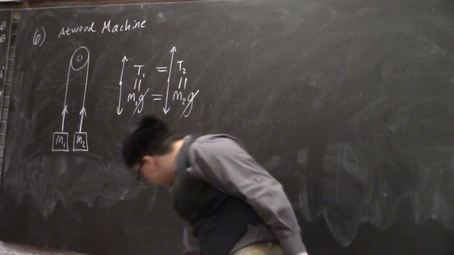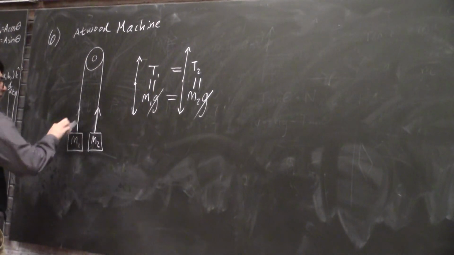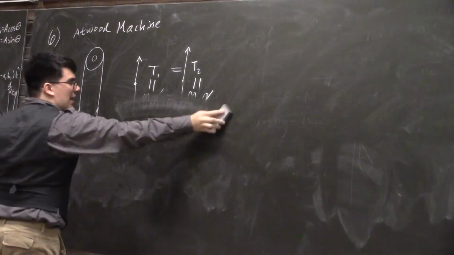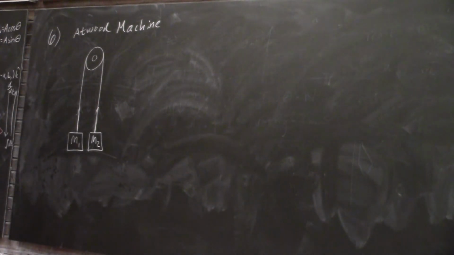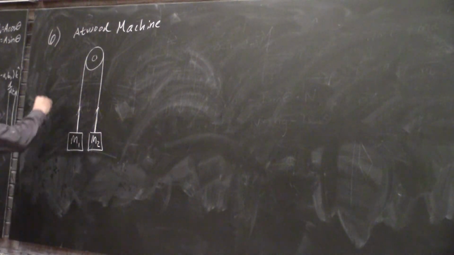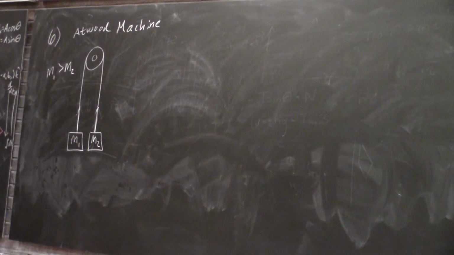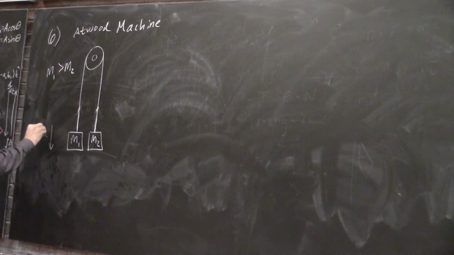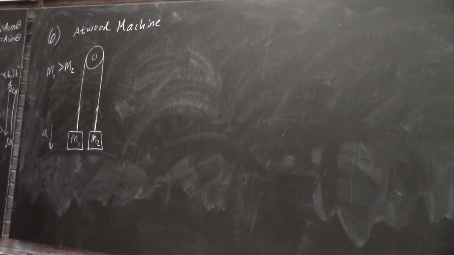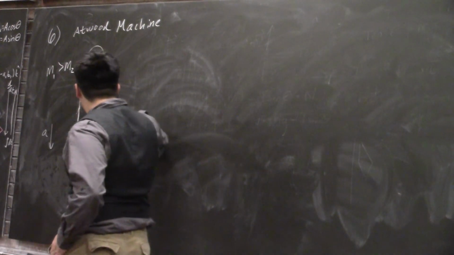Moving forward on this, let's get to the hard part that everyone dreads about the Atwood machine. Let's assume that m1 is not equal to m2. All right? There is some acceleration. Let's assume for now that m1 is greater than m2. Okay? If m1 is greater than m2, then m1 is going to go down with some acceleration a. Right? Well, then what about m2? How is it going to move? So it's going to move up. At what acceleration?